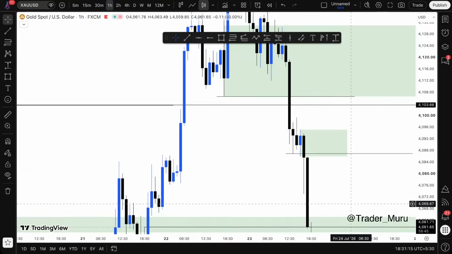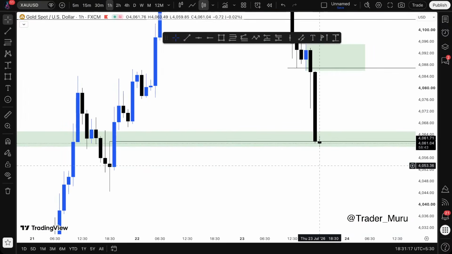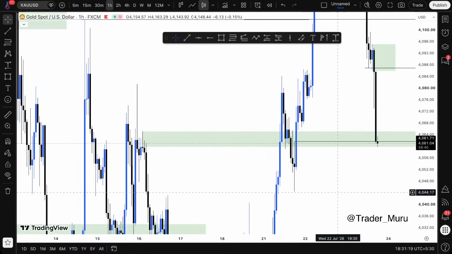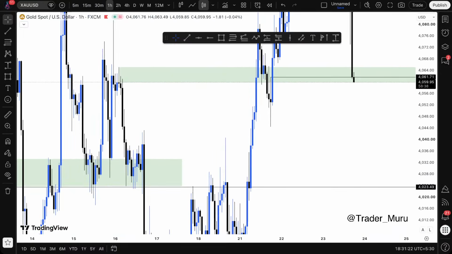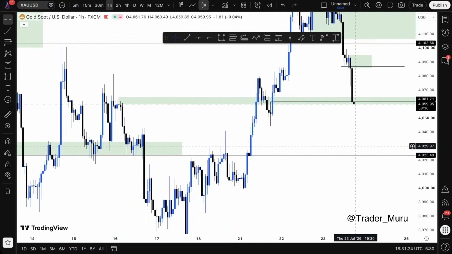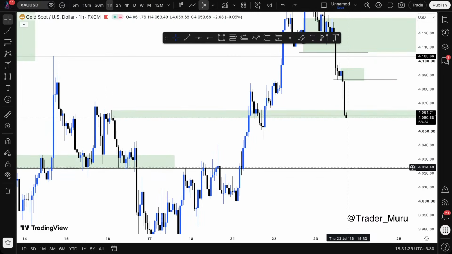Daily time frame zone fully tested from bottom. Now the only level pending is 4023. If this breaks, price will test somewhere here.